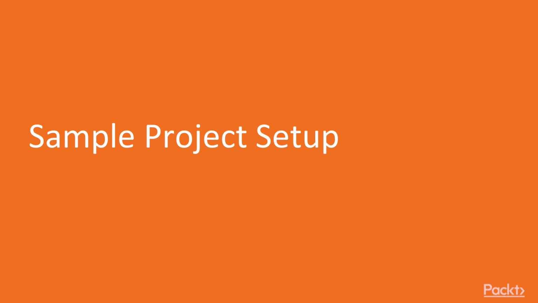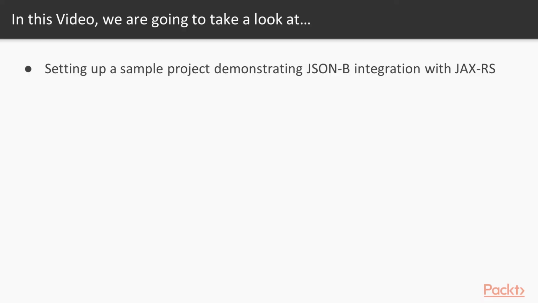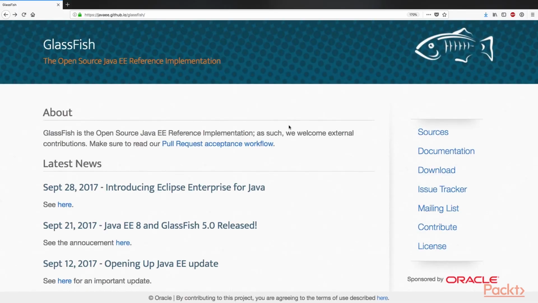Sample project setup. In this video, we are going to take a look at setting up a sample project demonstrating JSON-B integration with JAX-RS. Let's get started. First thing we are going to do is download a Glassfish 5 application server, which is currently only one application server implementing Java Enterprise Edition 8.